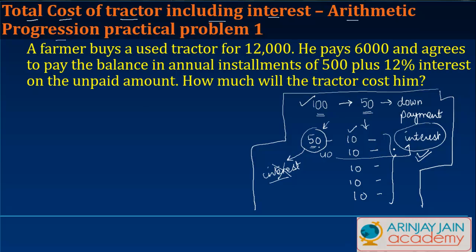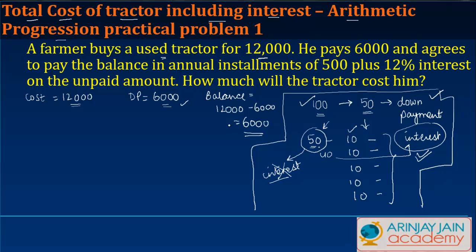Let us look at this question in this slide. A farmer buys a used tractor, which means an old tractor, for rupees 12,000. So the cost of the tractor in this case is rupees 12,000. He pays rupees 6,000, the down payment that I told you about, and agrees to pay the balance. So how much is the balance which is left? The total amount is 12,000, and 6,000 I have paid. So the balance is 12,000 minus 6,000, or in other words, 6,000 rupees is what I have to pay to the person.